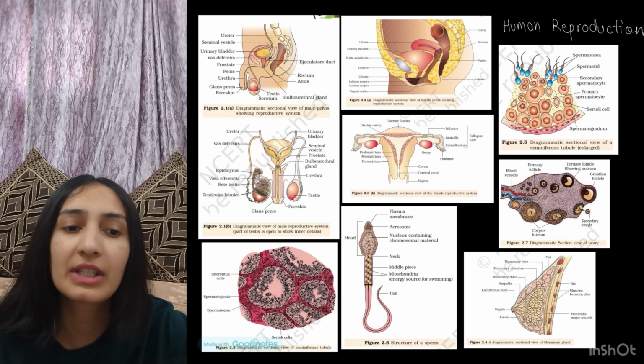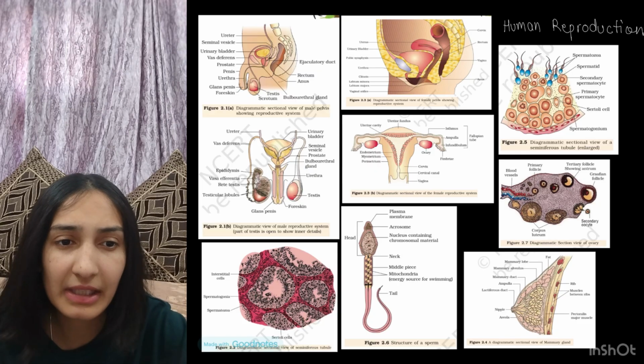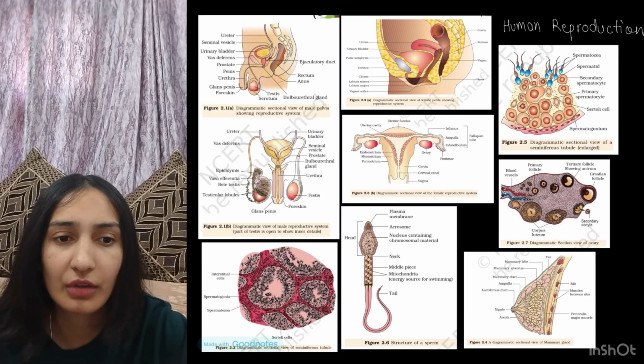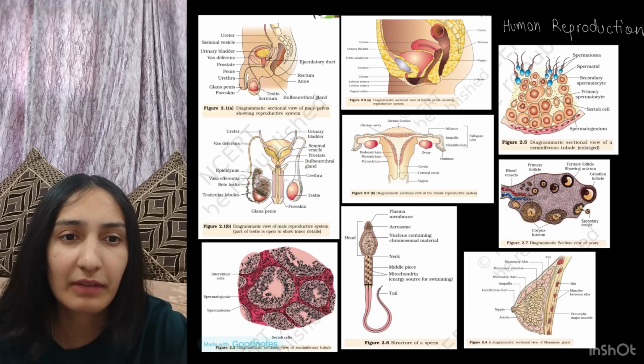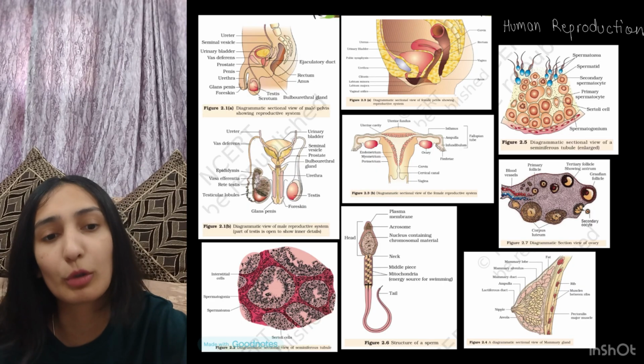Now figure 2.6 shows the structure of a sperm, wherein you can see we have the head, neck, middle piece which contains mitochondria and the tail. Now in head we have the plasma membrane, we have the acrosome, we also have nucleus which contains the chromosomal material.